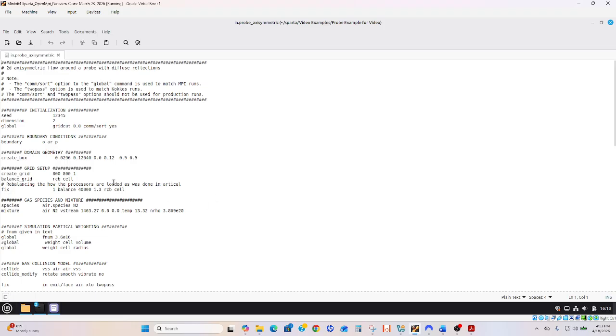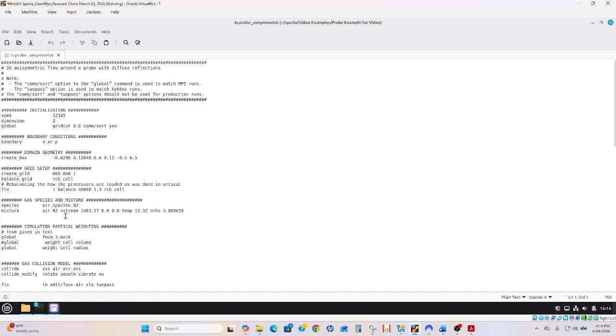All right, and then I use the same rebalancing that they used inside of the article, and this just helps if your processors get out of balance when they're running. I don't know if this helps me at all here running on my laptop. I'm really starting to learn that this is something that most people run on big clusters inside of their school or inside of their research laboratory.